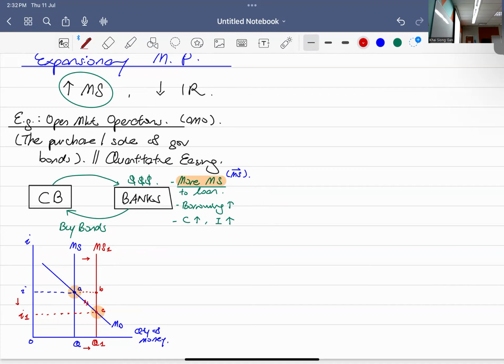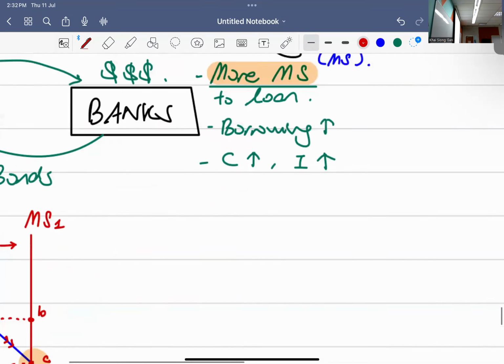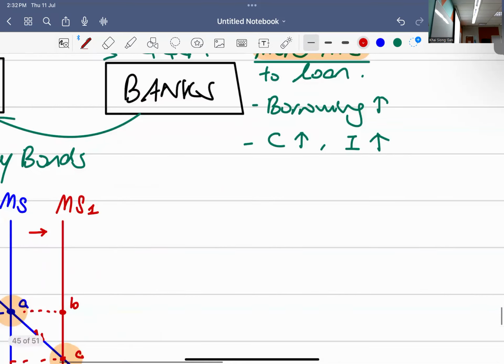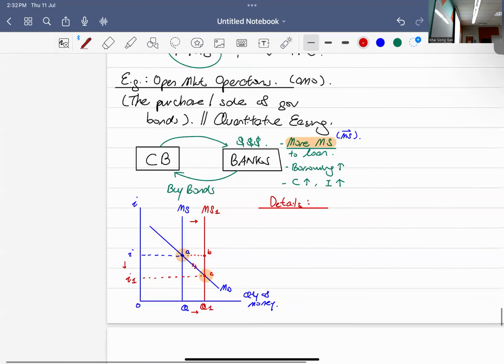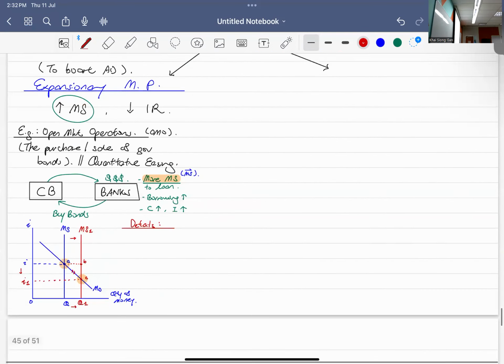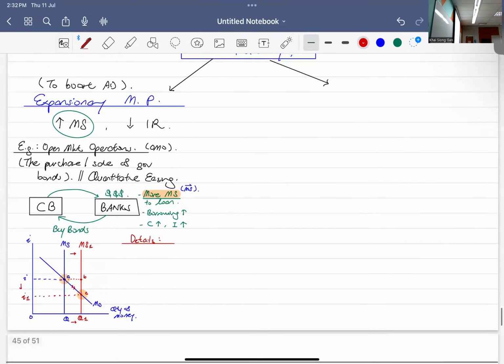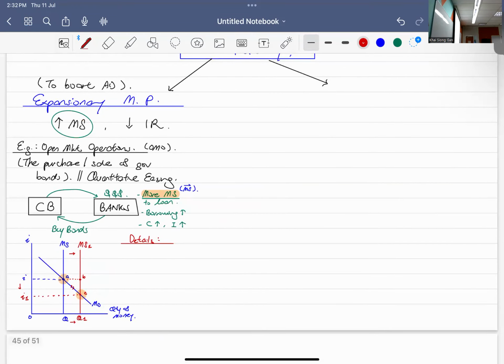So we can be more specific here. We can look into the details of the methods they can use to achieve higher aggregate demand through expansionary monetary policy.